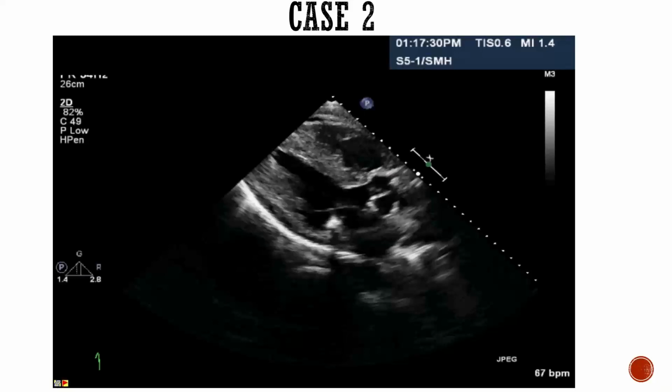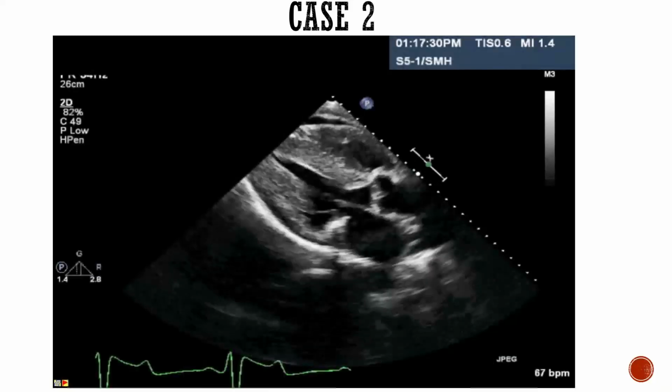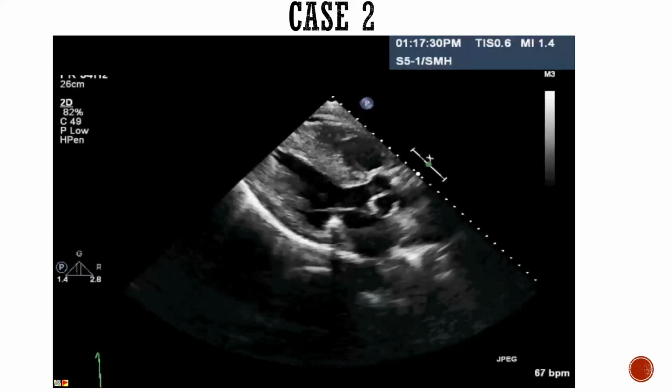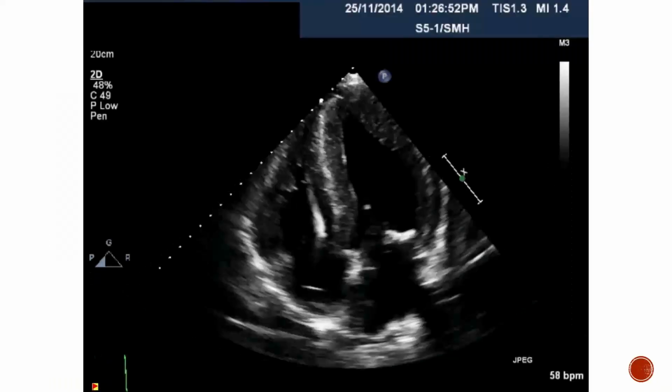Now we'll move to the next case. So again, feel free to give a diagnosis. Okay, so that's the first parasternal long axis.